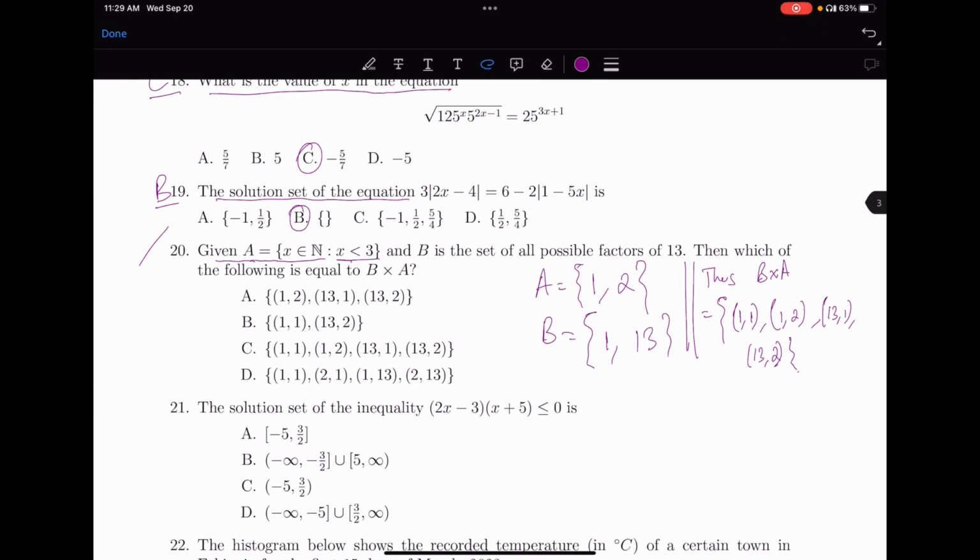That's (1, 1), (1, 2), (13, 1) and (13, 2). Therefore, the answer is C. The answer to the twentieth question is C.